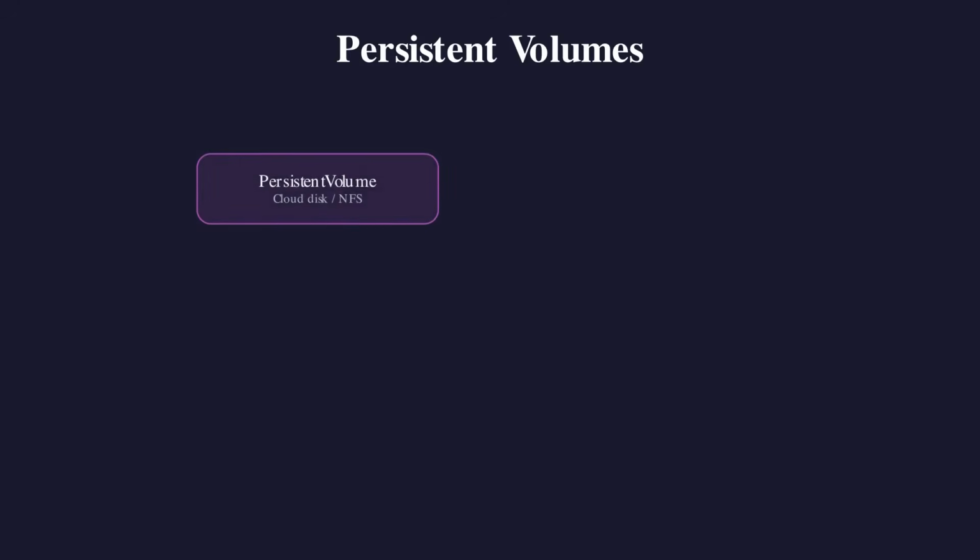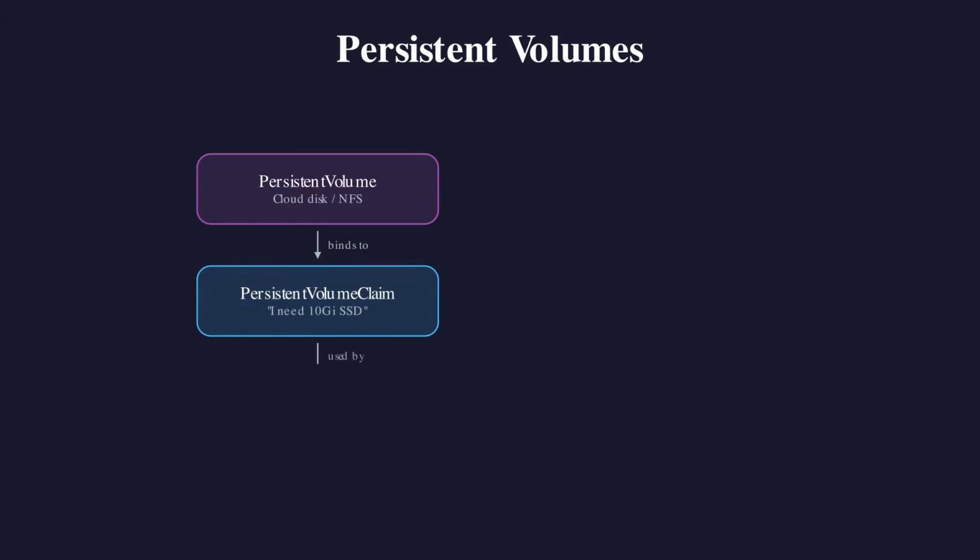Pods are ephemeral, so where does persistent data go? Kubernetes has a storage abstraction built around persistent volumes. A persistent volume, or PV, represents a piece of storage in the cluster. It could be a cloud disk, an NFS share, or local storage. A persistent volume claim, or PVC, is how a pod requests storage. The pod says, I need 10 gigabytes of fast storage, and Kubernetes finds a matching PV or dynamically provisions one through a storage class.